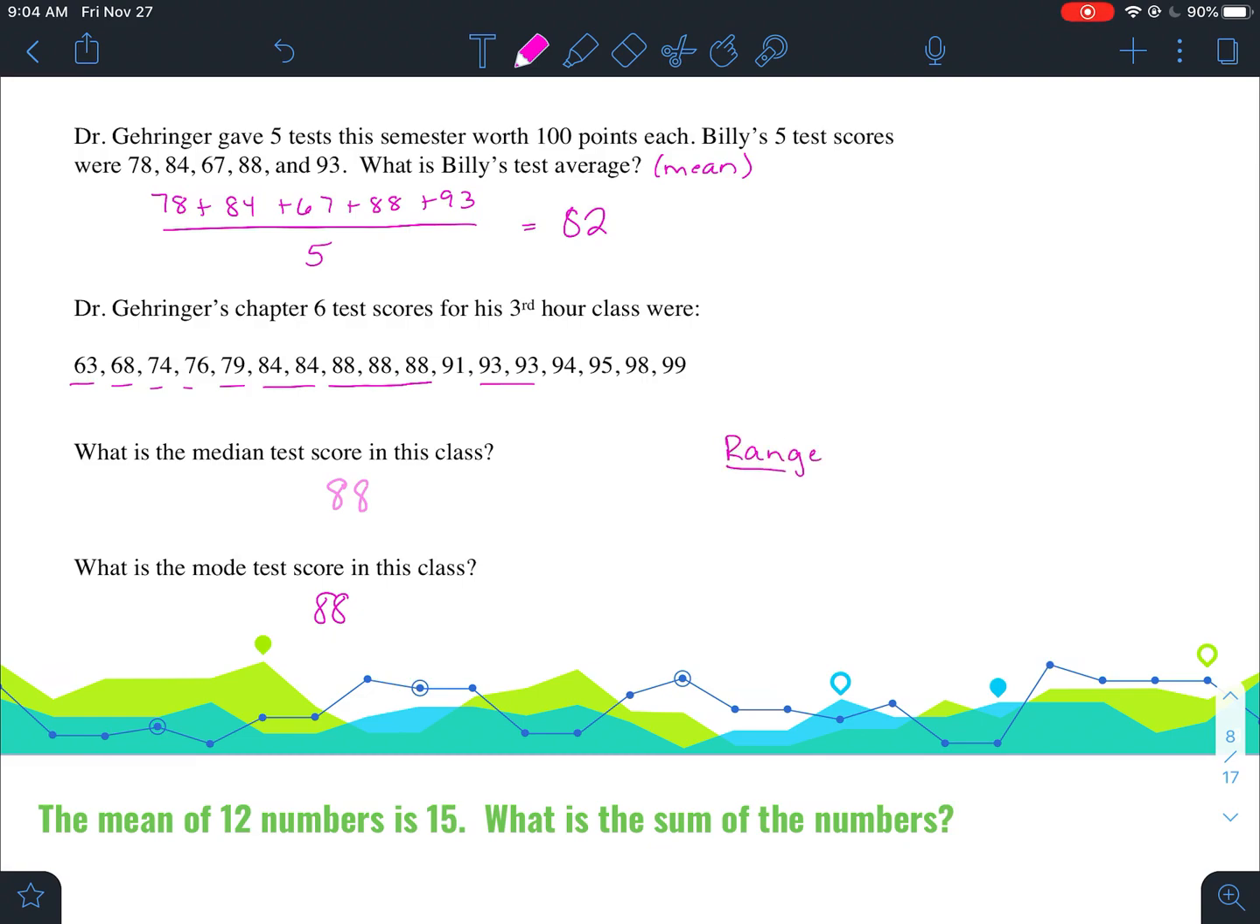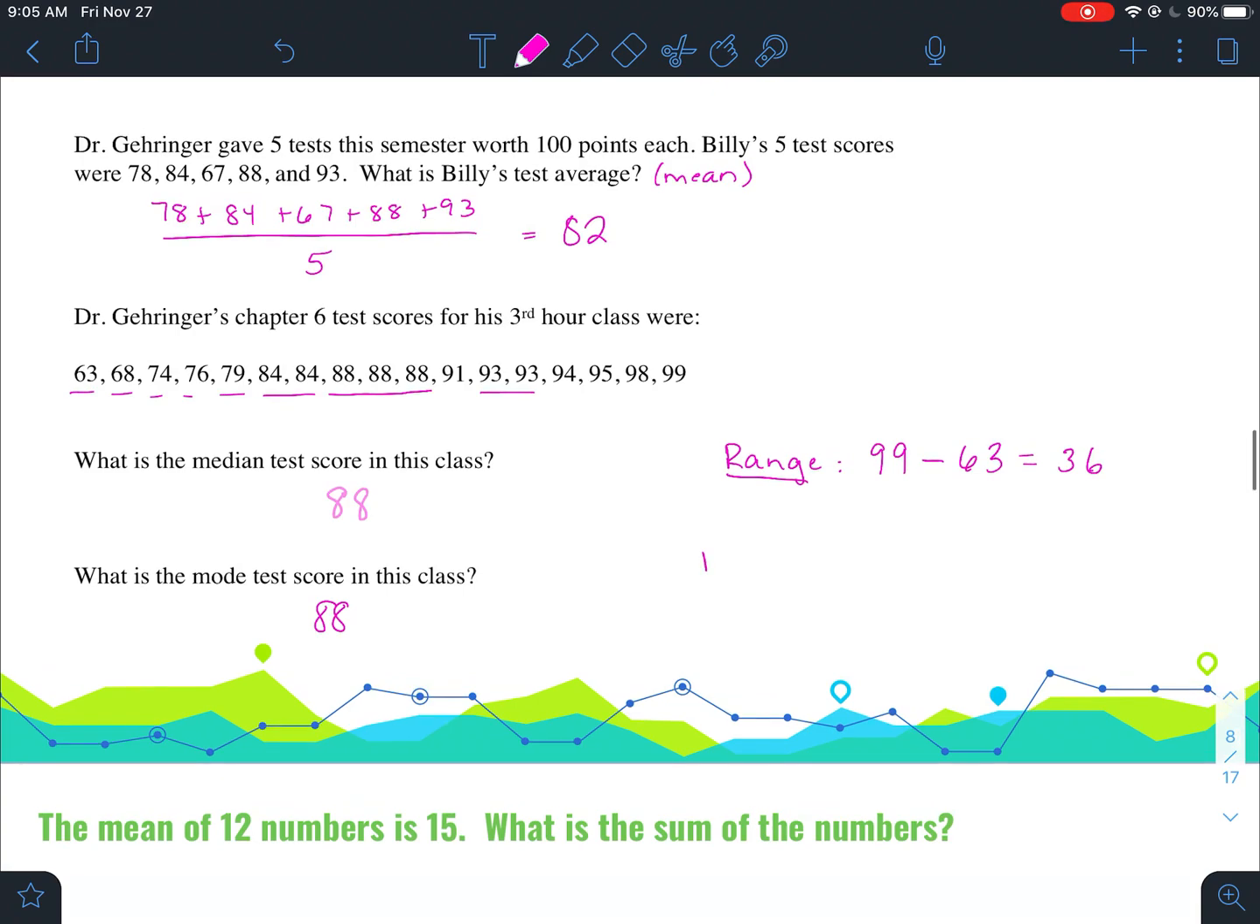If we wanted to find the range of the test scores of his third hour class, we would take his highest score, which is a 99, minus his lowest score, which is a 63. And the range of the numbers is 36. So from the lowest score to the highest score, there's 36 in between.